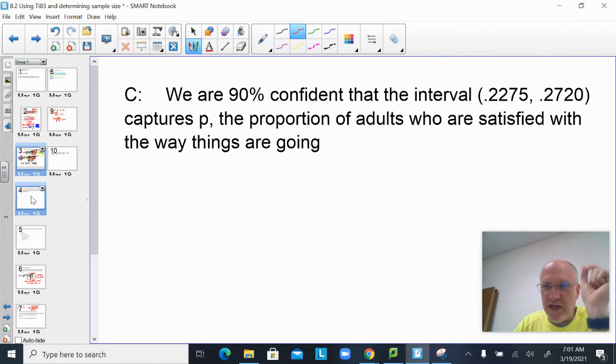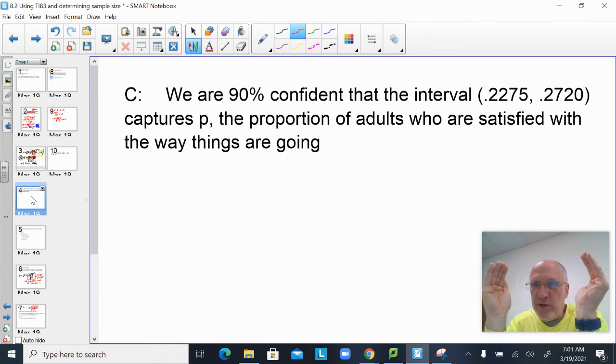So my conclusion in context says this: we are 90% confident that the interval from 0.2275 to 0.2720 captures P, the proportion of adults who are satisfied with the way things are going. So I just did question number 40 for you, one of your homework problems from the other night. So there's a good review of panic.